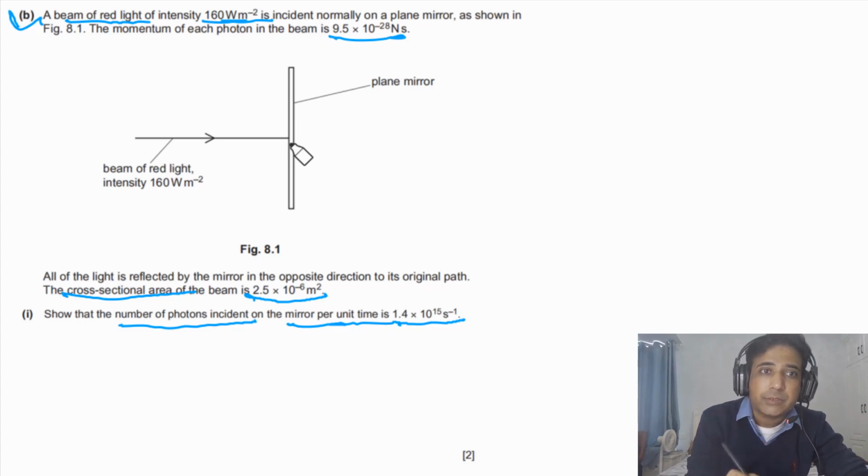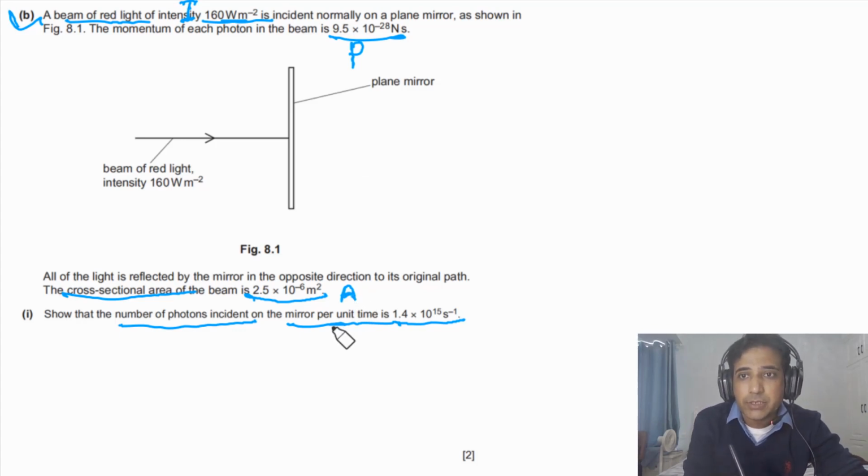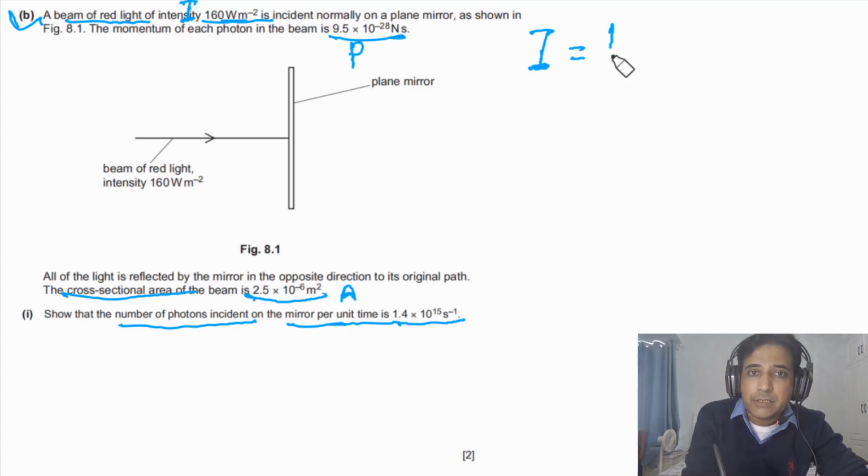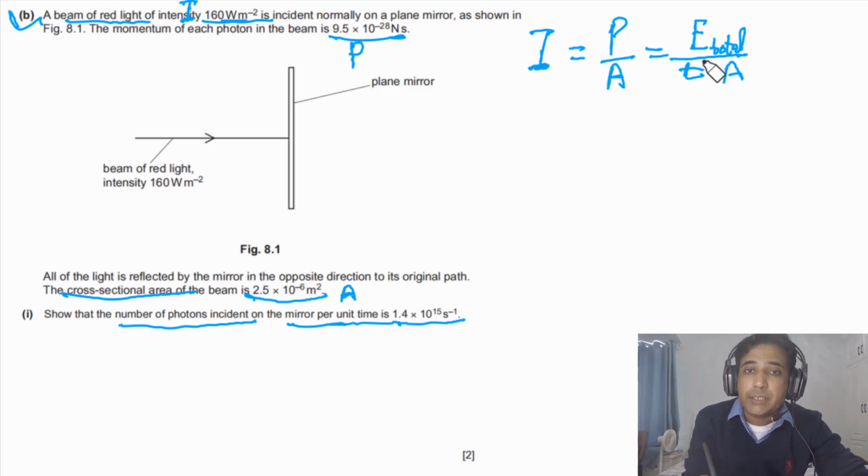So how can we answer this question? Intensity is given to us, momentum is given to us, and the cross-sectional area is also given. The best way to answer is to start with intensity I. Intensity is equal to power divided by cross-sectional area. And power is equal to the total energy over time, times A. So intensity can be written in this form, with the total energy on top.